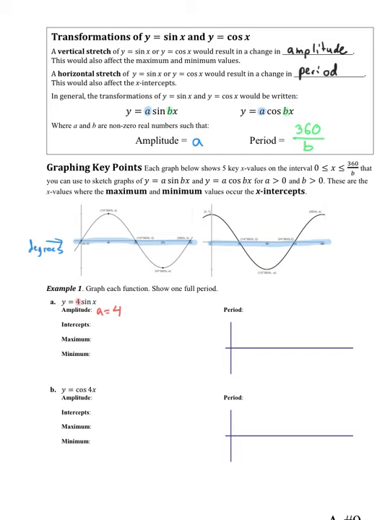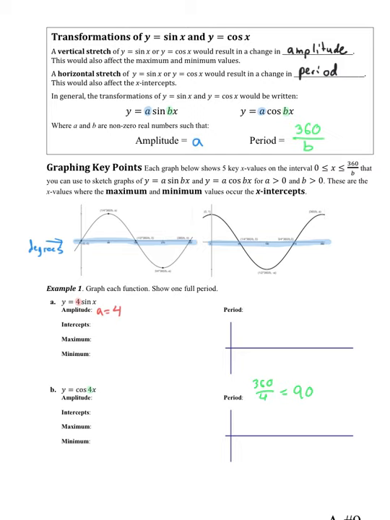So when we add a b value, like down here, we just need to find the period. Let's do 360 divided by that 4. So the period in example B is 90, okay, instead of 360.